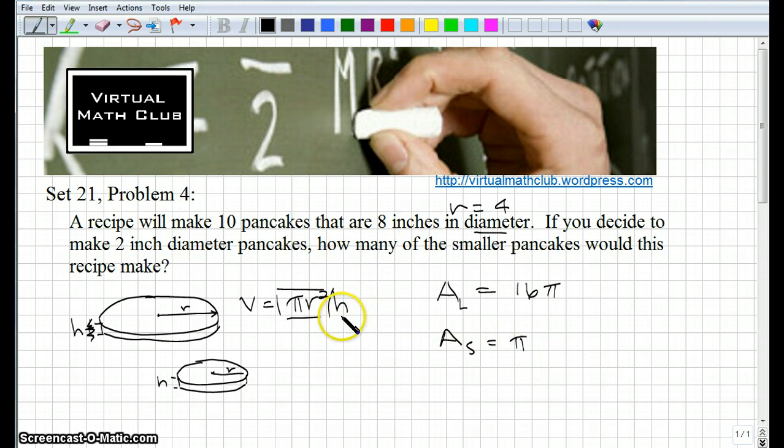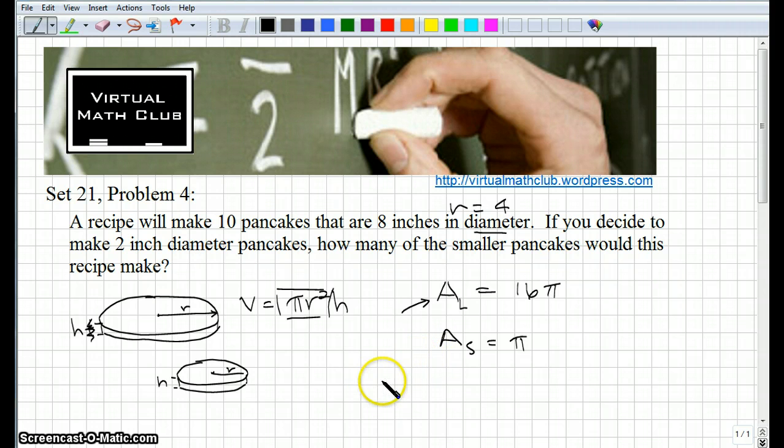If they're all the same thickness and the area of this bigger one is 16 times the area of the smaller one, then you can imagine that you could take that same batter and you could make 16 of the smaller pancakes. So for every 8-inch pancake that we made with this recipe, we can actually make 16 times that many. Does that make sense?